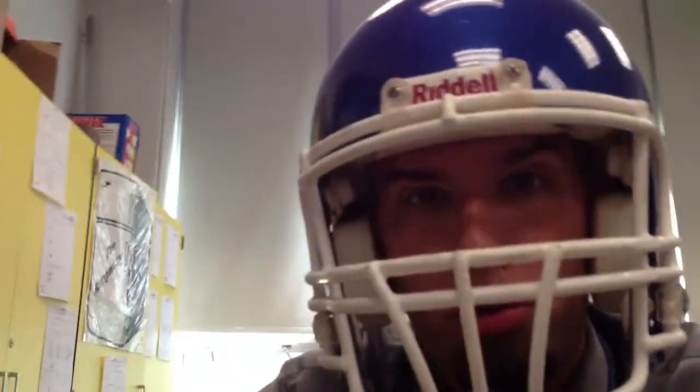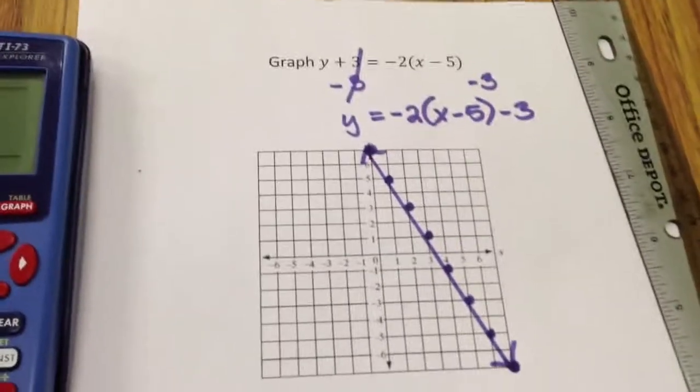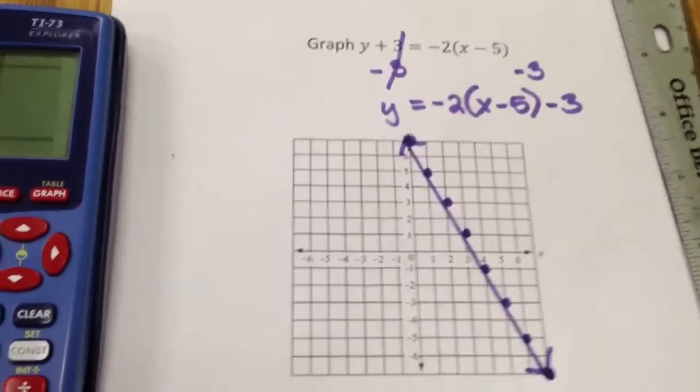Go Broncos! How do you turn this blasted thing off? Is it that button? No, it's not that one right there. It's that button. No, that didn't do it. Oh, there it is.